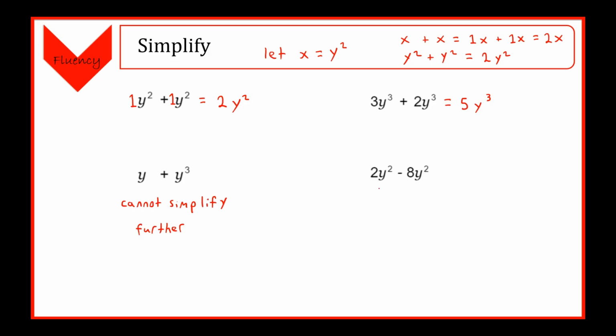And now for this last example, 2y squared minus 8y squared. So 2 minus 8 is going to be negative 6. So my final answer here is negative 6y squared.